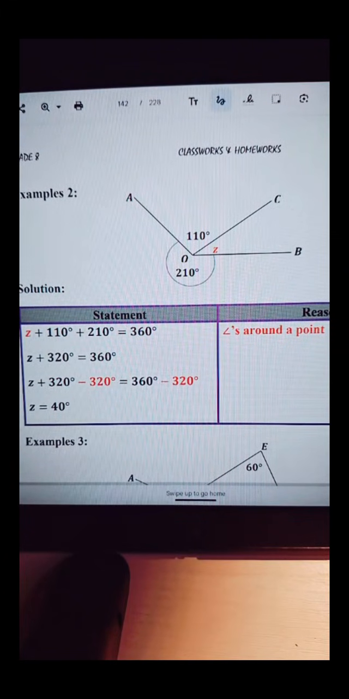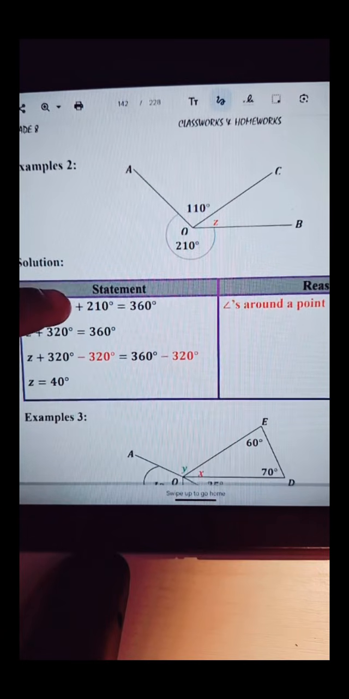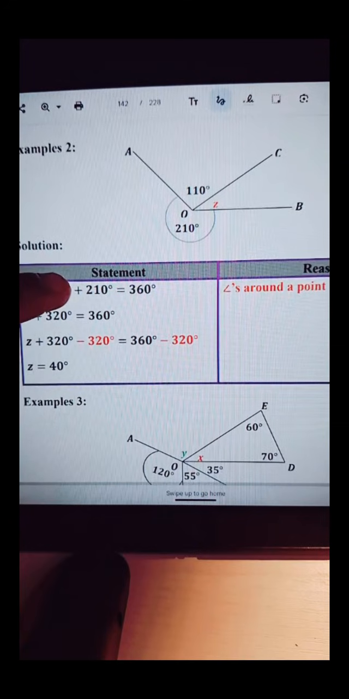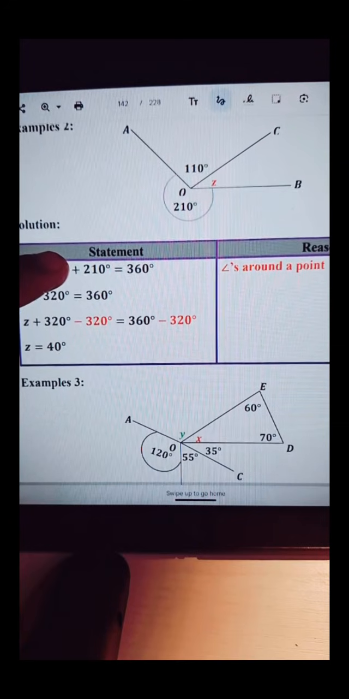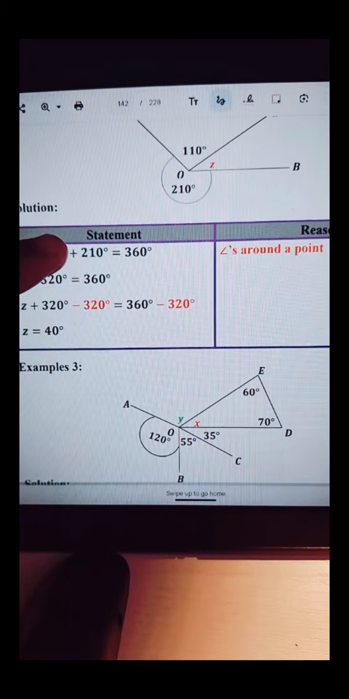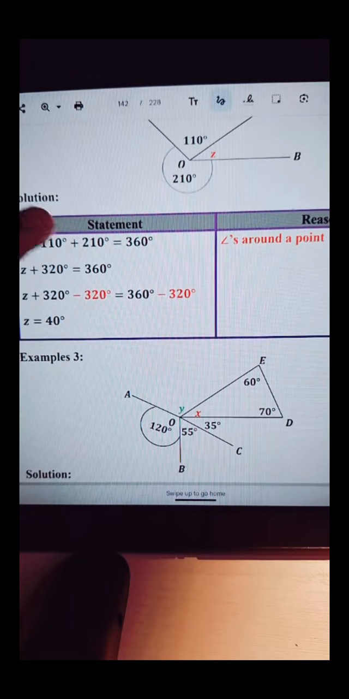There. So good job to all of you. Okay, let's go up. Let's do this one. We want y, we want x. Let's see.